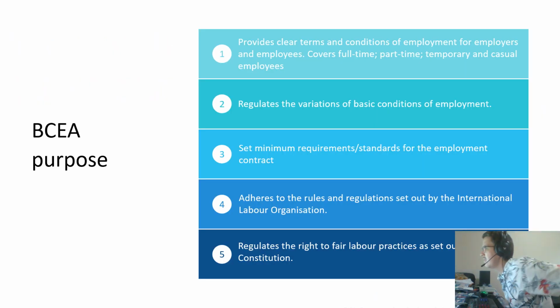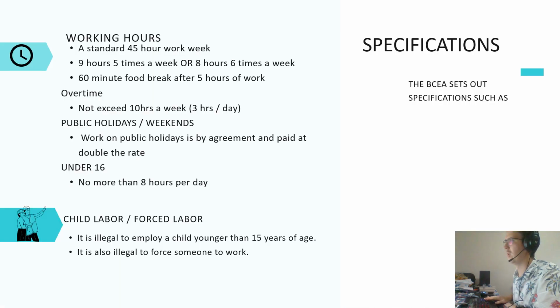So it is things like what are your vacations? What are your regulations on the basic conditions that you're allowed? What are the requirements that your job has to have? So I'll show you rather what it looks like. So it's things like you're only allowed to work 45 hours a week, 9 hours 5 times a week, or 8 hours 6 times a week. 60-minute food break with 5 hours of work, and you're not allowed to do more than 10 hours of overtime.